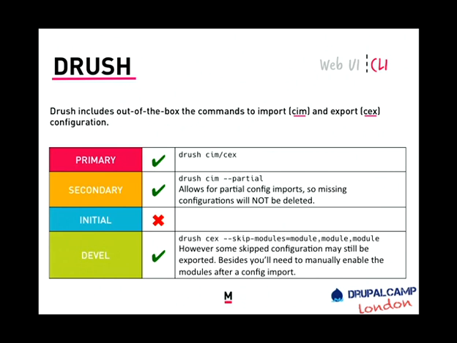Environment-specific configuration, it kind of does it. So you can skip modules. For example, you can have some modules on your dev or stage, and when you export, it doesn't export them. So you can kind of create environment-specific configuration. But first, this is just on exporting. So basically, you won't export your environment configuration. And then on the other side, when you import the configuration, you have to manually enable the module.